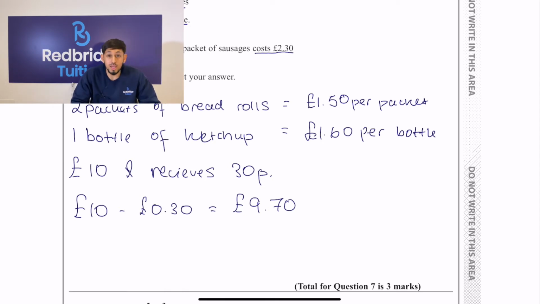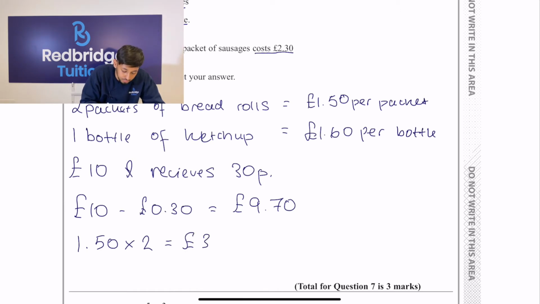Now, from the information that is given to us in the question, we can see that we've got 2 packets of bread rolls costing £1.50 per packet. So to work out the total cost of the bread rolls, we will times the value of 1 bread roll by 2. So we will have £1.50 times by 2, which is equal to £3. Okay, so the total cost of the bread rolls is £3.